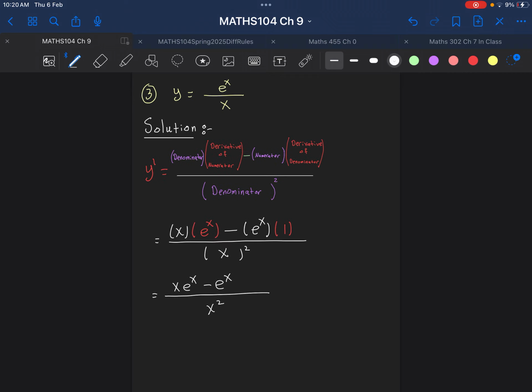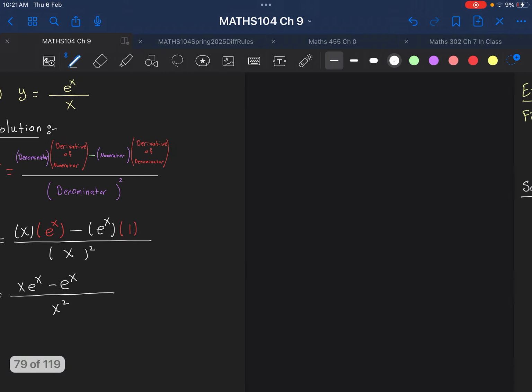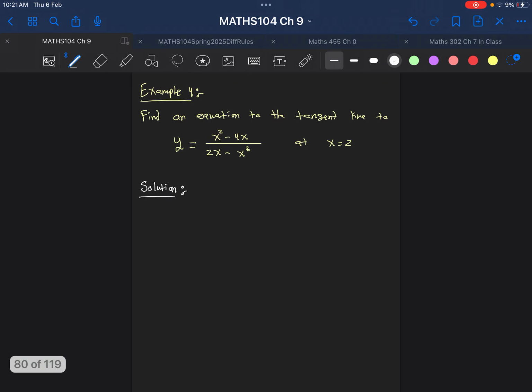So the quotient rule looks a bit complicated, but if you just think about it carefully, it's very simple. Just write the formula correctly and then just find the derivative using the differentiation rules we just saw a minute ago.